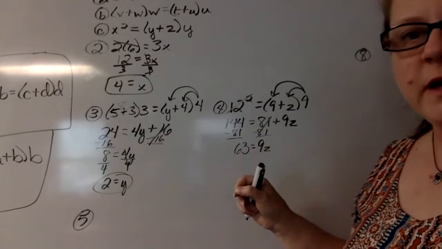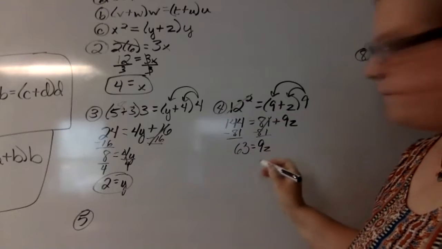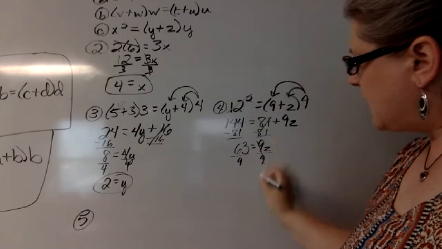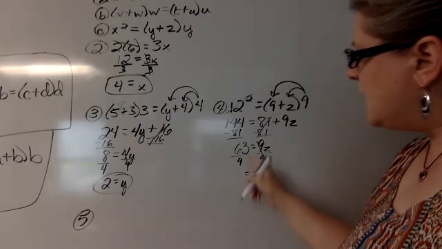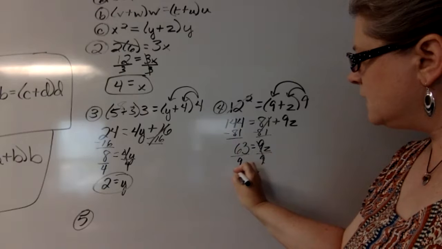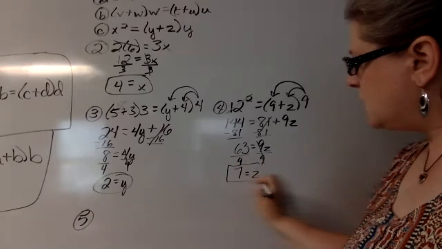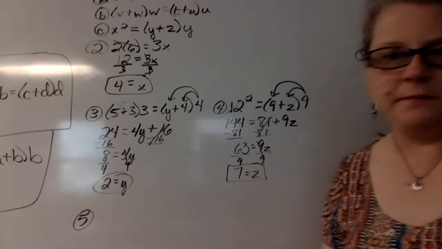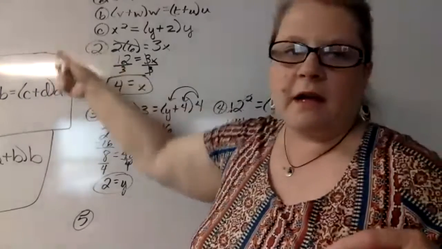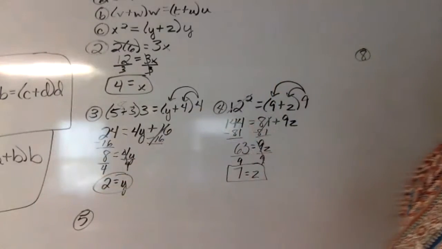So we had 63. Z is not by itself yet, so we divide by 9. That cancels, so I have z equals, and then 63 divided by 9 is 7. So I found my z part was 7. Okay? These shouldn't actually be that hard. It's just making sure we use the correct example to set it up by.